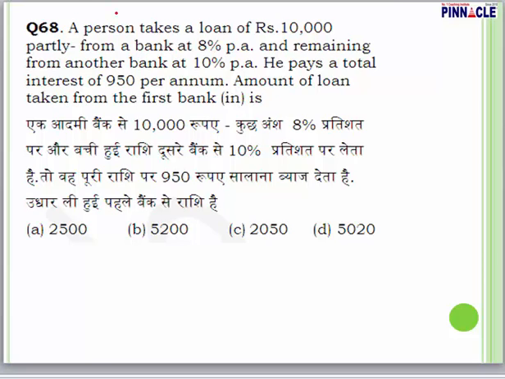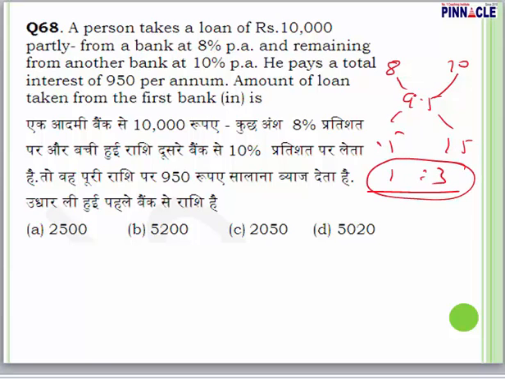The most important trick for this question is that you should solve it through alligation. It will take very little time. 8% and 10%, and the total interest is 950. 950 of 10,000 rupees is equal to 9.5%. So we will get 1.5 here and 0.5 here. You can say 1:3 is the ratio of the amounts.